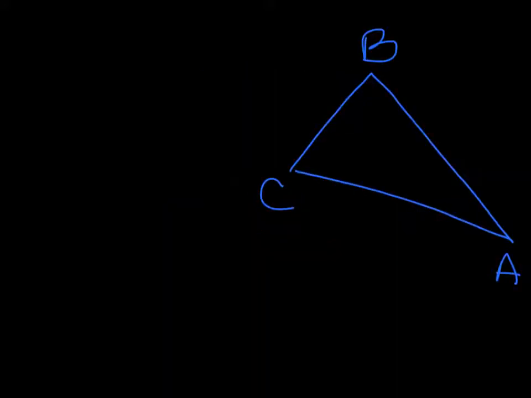Okay, so let's start with this triangle ABC. Just so you know, when we have a triangle, or any kind of polygon really, in geometry, usually we're going to label it with capital letters. So the vertices are capital A, capital B, capital C. And then the sides, we're going to label the same letter as the vertex, but lowercase. So the side opposite vertex A is going to be lowercase a. The side opposite vertex B is going to be lowercase b, and the side opposite vertex C is going to be lowercase c.